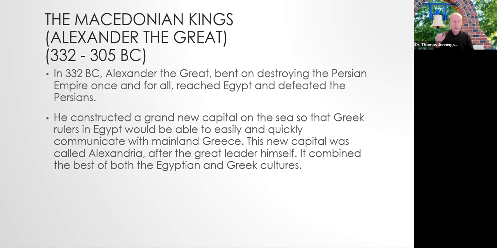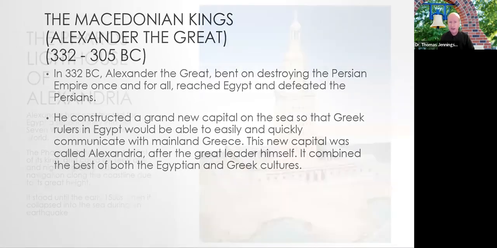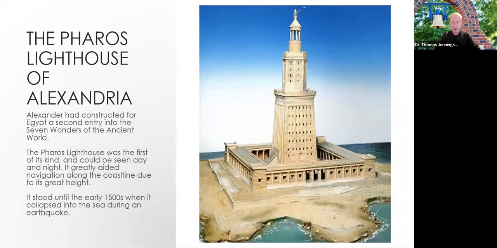But if they don't use a number, it's always referring to Alexandria, Egypt, which of course is still there today. It's still a modern city of about 4 million people. It's bigger than Atlanta. One of the other great wonders of the world that he constructed was the Pharaoh's Lighthouse, the first of its kind. It allowed for safe ship travel on the Mediterranean. You could see the light from 40 miles away out at sea at night.